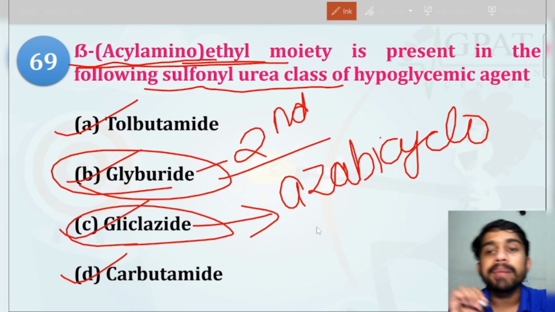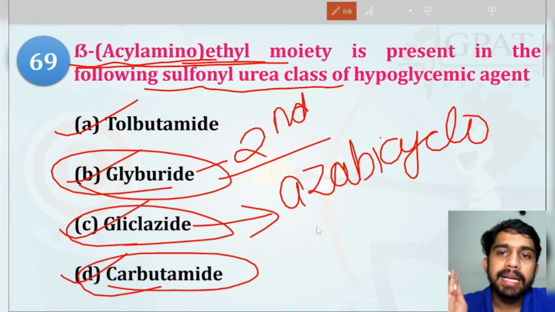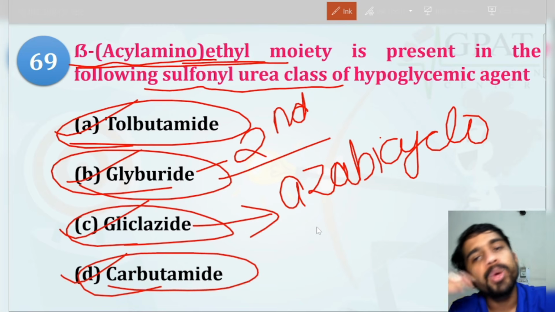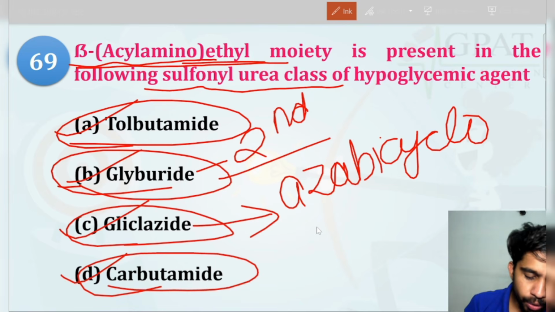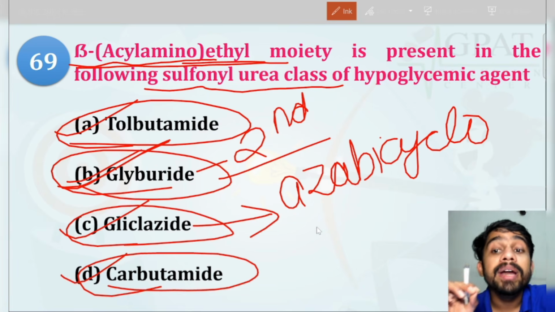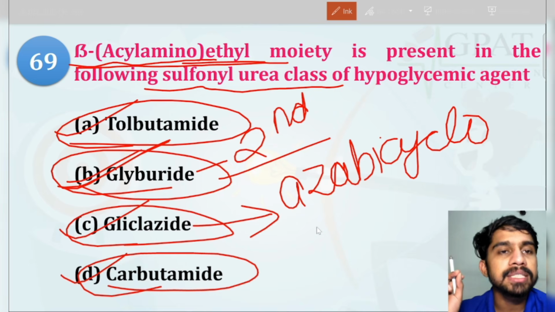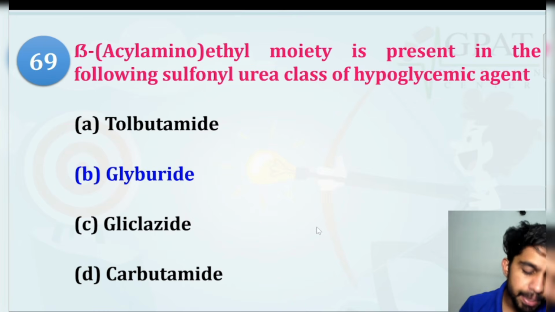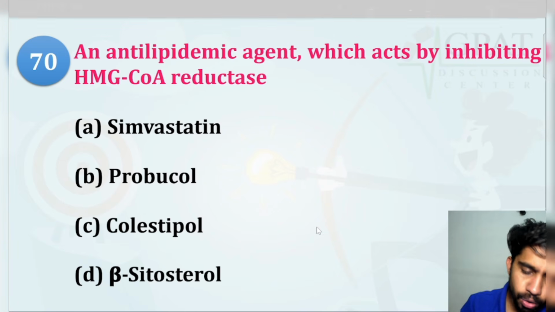If you talk about carbutamide, it is first generation and it has an amino group on the benzene ring. Tolbutamide is also a first generation and it has a simple butyl group as a side chain. So option B, glyburide, is correct. Glyburide is the most potent, but it also has the highest risk of hypoglycemia. So the correct answer is option B, glyburide. Okay, simple. Next question, question number 70.